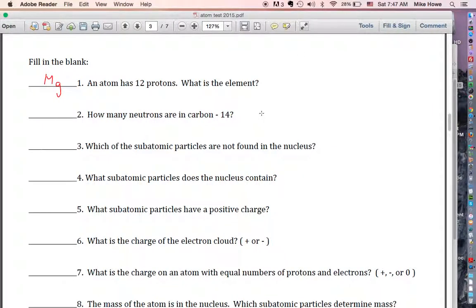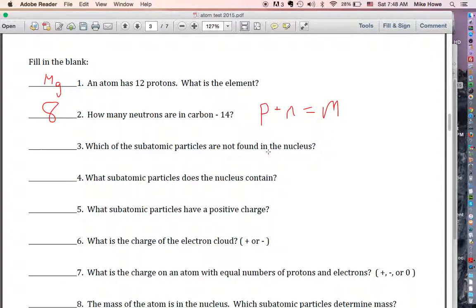Well, since protons plus neutrons equals mass, so P plus N equals mass. I left my stylus at school, so this is going to be a little sloppy. There would be 8 neutrons in carbon-14.